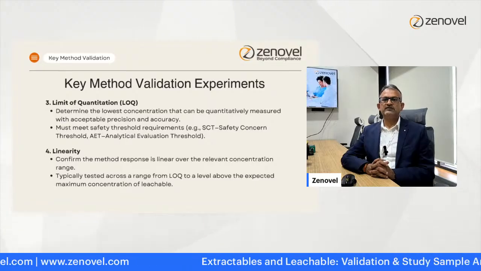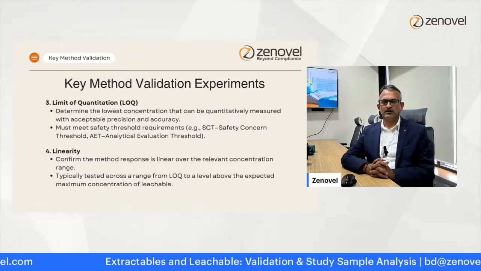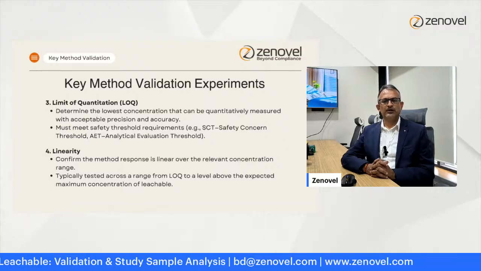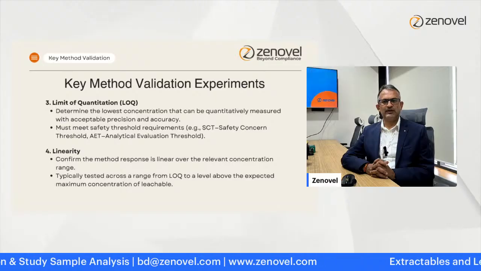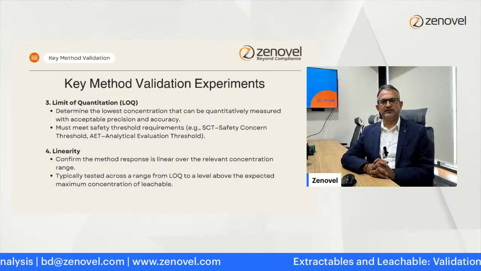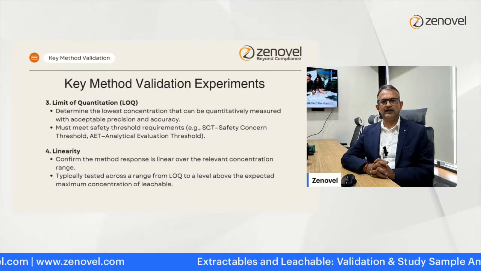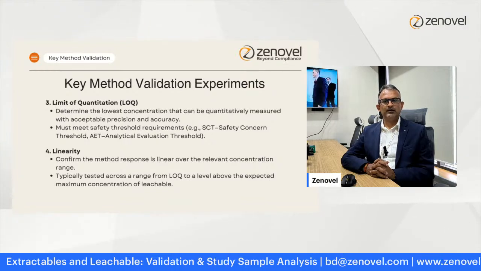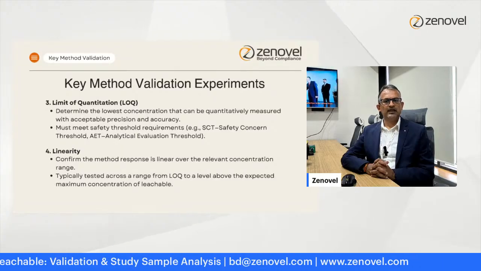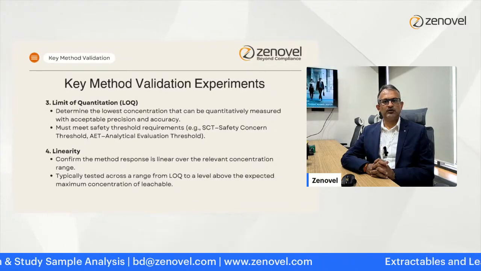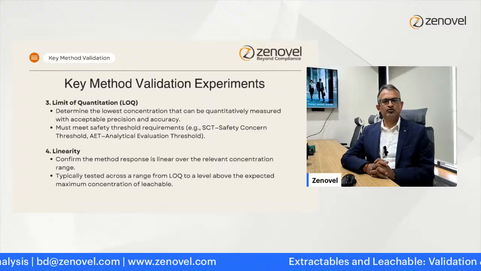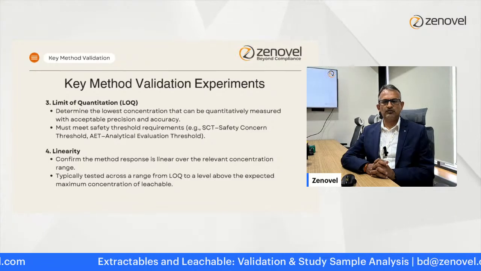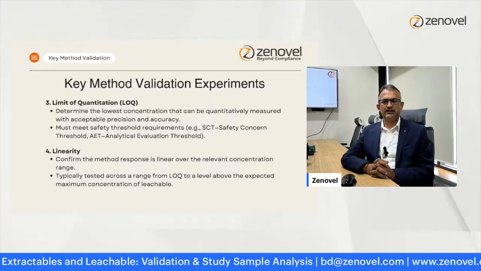The next parameter is LLOQ. So generally, when we are selecting our LLOQ, we have to keep in mind the SCT and AET value. So SCT is the safety concern threshold, whereas AET is the analytical evaluation threshold. So determine the lowest concentration that can be quantitatively measured with acceptable precision and accuracy. So it should meet the safety threshold requirement that we have already discussed, SCT and AET value.